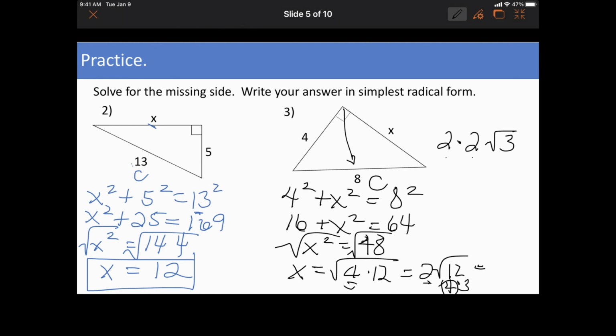So 2 times 2 is 4. Now another way, if you saw immediately that 48 was 16 times 3, then you could say the square root of 16 is 4, and then you have the root 3.